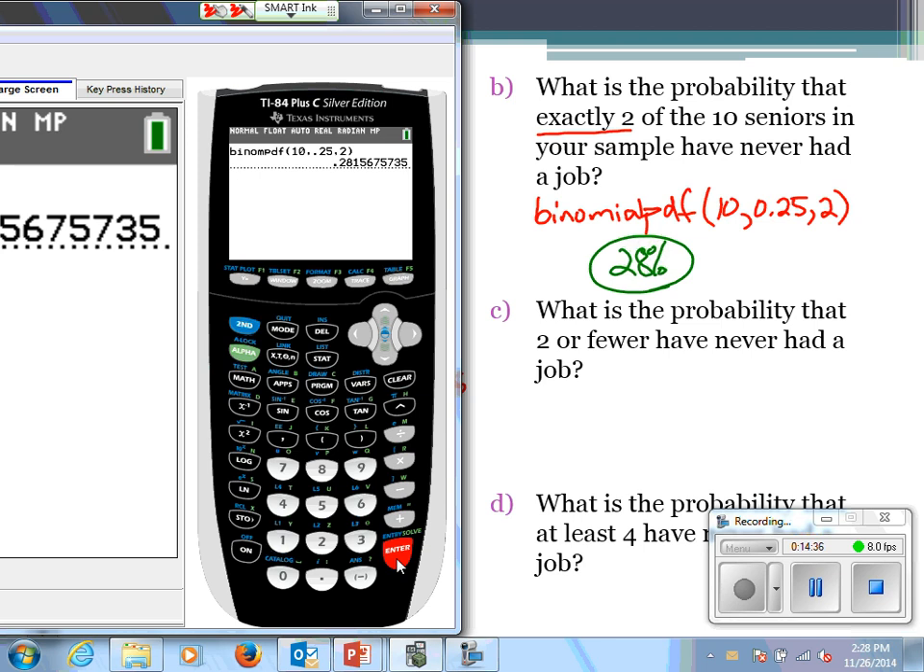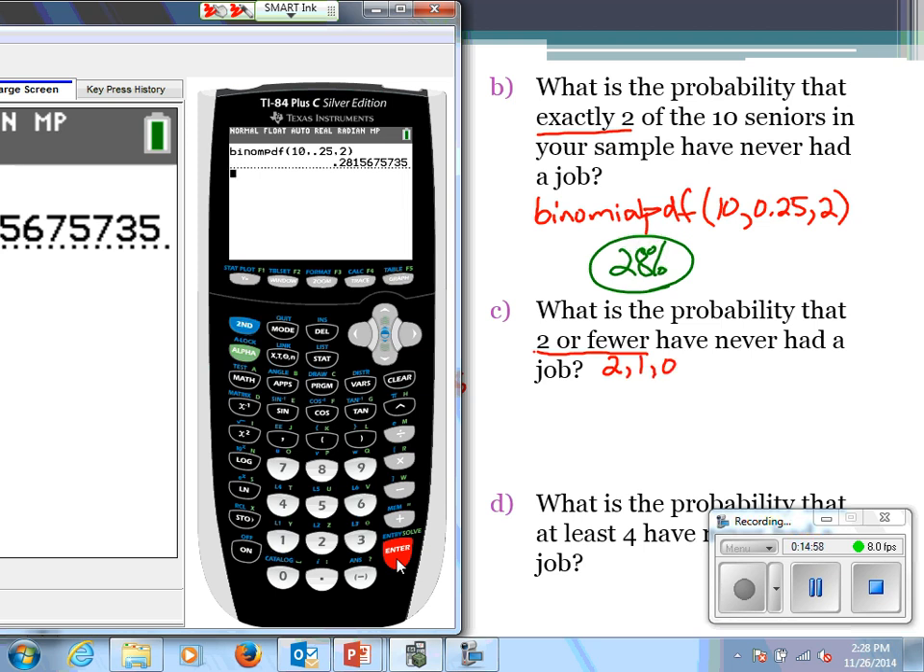All right, so let's move on to part C. This one says, what is the probability that 2 or fewer have never had a job? Now think about that phrasing. When we use the phrase 2 or fewer, what are all the settings that could satisfy this situation? It could be 2, or anything less than that: 2, 1, or 0.